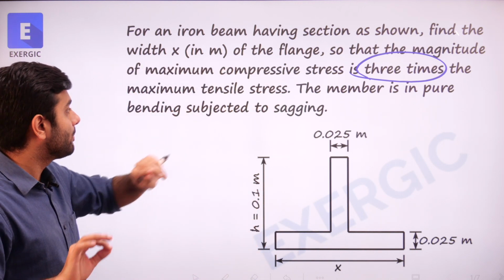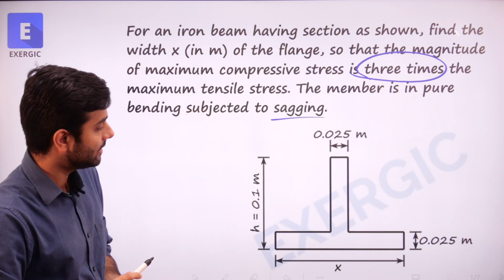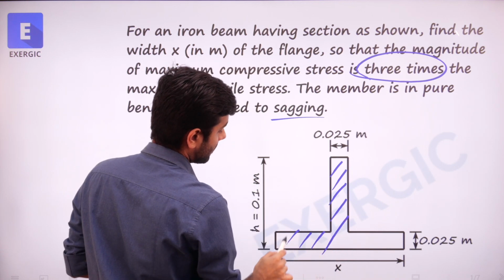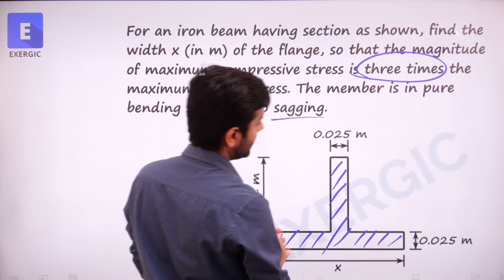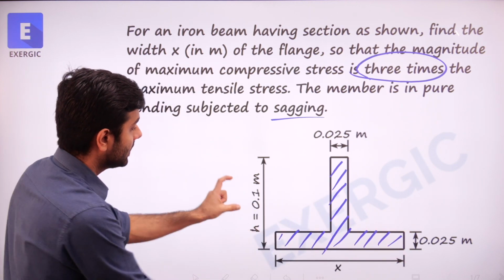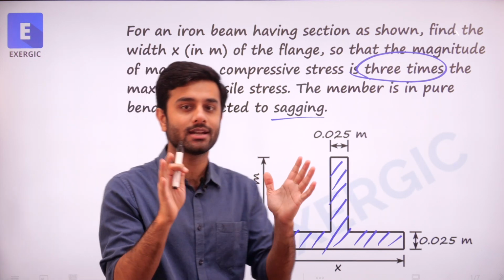The member is in pure bending subjected to sagging. As you can see in the section shown, the thickness of this is 0.025, correct? Its height is 0.1 meter. So this is the data given to you.